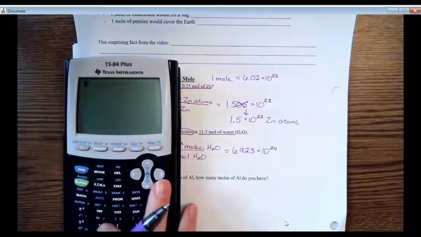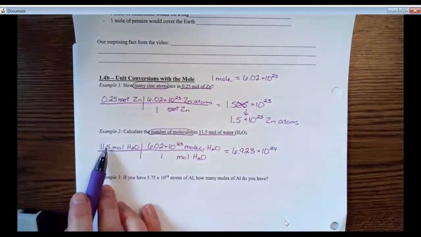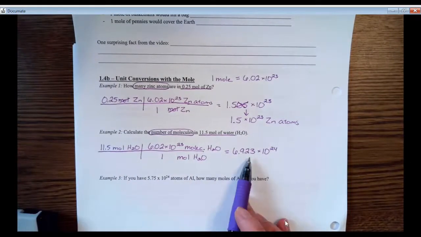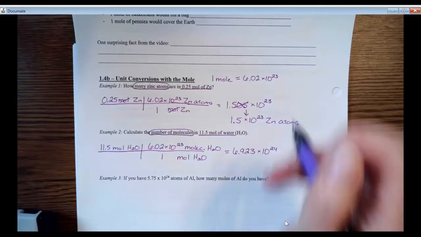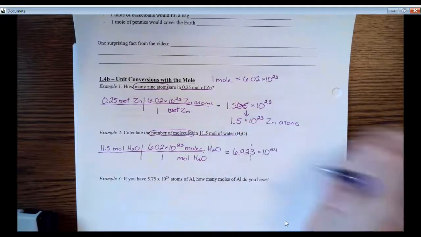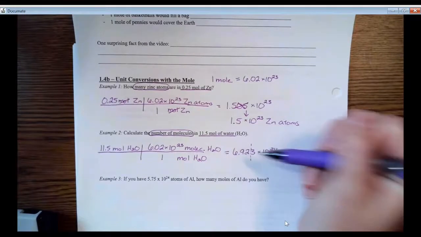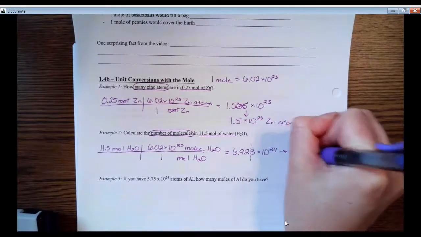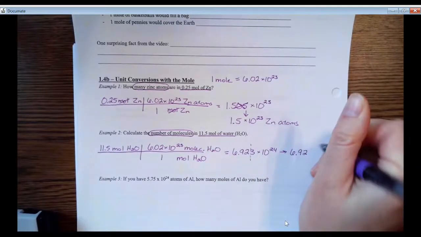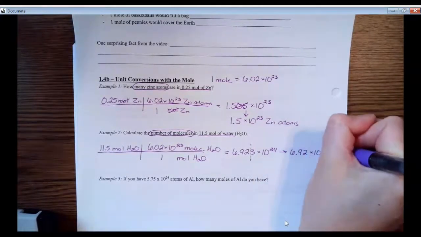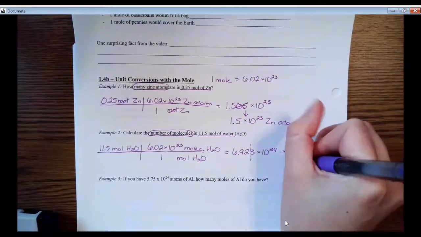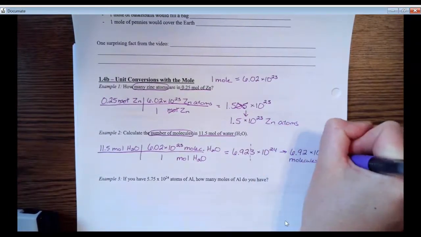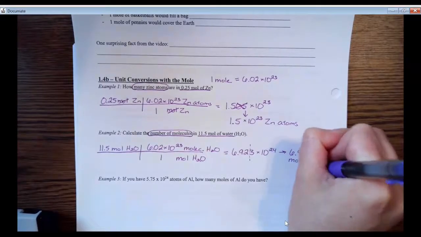Now, again, we want to think about sig figs. So I go back to my given. I have 3 sig figs in this given. So in my answer, I need 3 sig figs. So I'm going to chop it off after the 2 because 6.92 gives me my 3 sig figs. So 6.92 and then times 10 to the 24th. And finally, don't forget your units. So molecules of water, H2O.